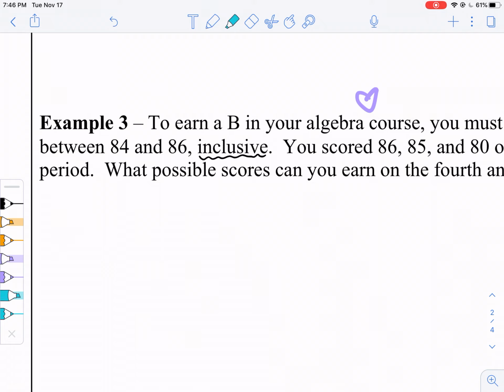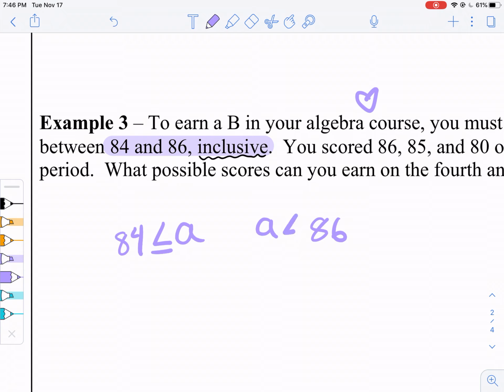So putting this together tells you, oh, it's a together. Look, and. So that tells you that you want a test average that's greater than or equal to 84, so you can have 84, that's okay. You can also have 86, but your test score needs to be up to 86. Now that we have these guys, because the inequality symbols are going the same way, you can combine them like that. Isn't that real cool?